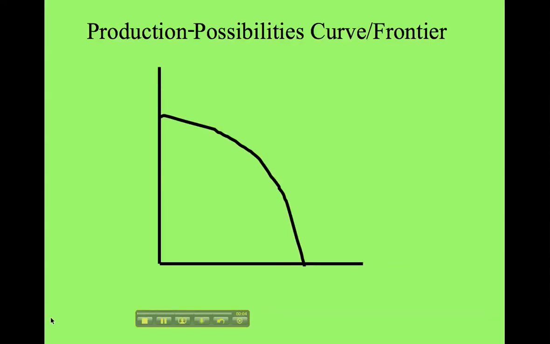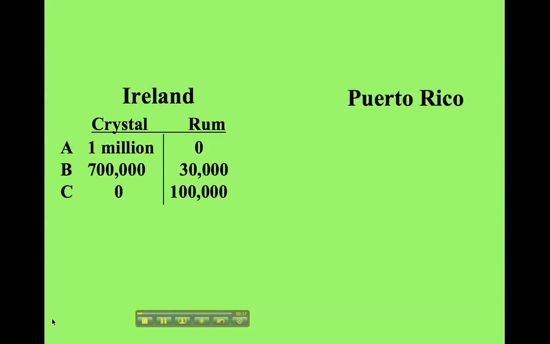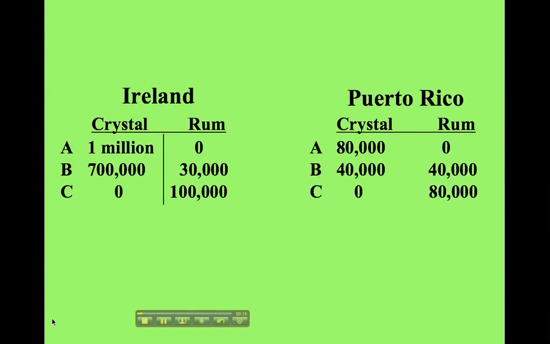The purpose of this video is to show you a little bit about comparative advantage using a production possibilities example of two countries who could produce rum or crystal. Ireland, as you can see by this table, can choose to make either, ceteris paribus, 1,000,000 units of crystal or 100,000 units of rum. Puerto Rico, 80,000 units of crystal or 80,000 units of rum.